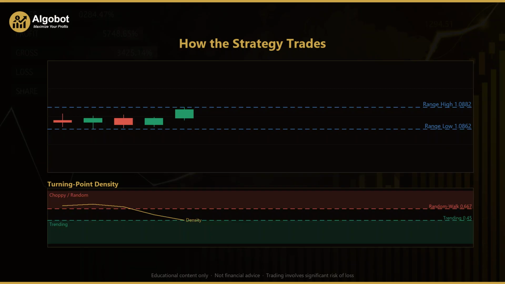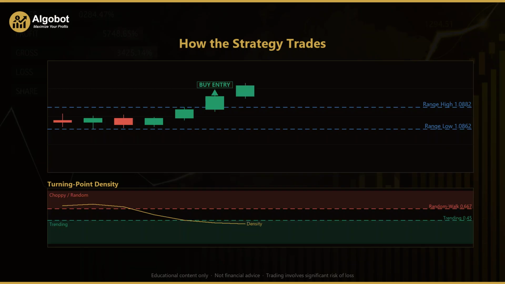Now watch the fourth and fifth candles. Price starts pushing in one direction, closing higher and higher, and the density line falls sharply, dropping through the trending threshold at 0.45. The market has become smooth and directional. At the same time, price is climbing toward the blue range high near 1082, the top of that earlier consolidation.